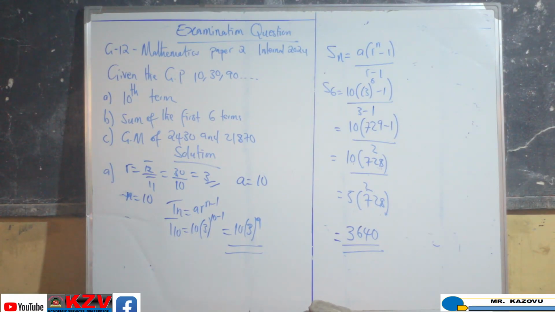Okay, now the last one, the GM, that is the geometric mean of 2,430 and 21,870. How do we find that one? You give us the formula. Do you want to come and solve in front? Okay, I'm going to write it on the book. GM, can you try? The geometric mean, the last one. The last one is very simple.